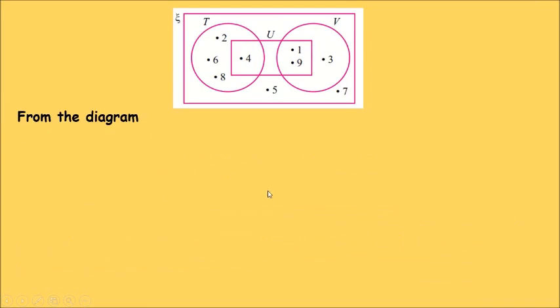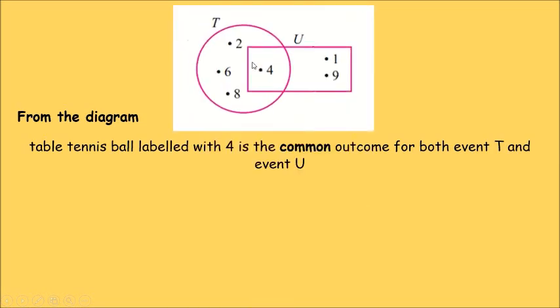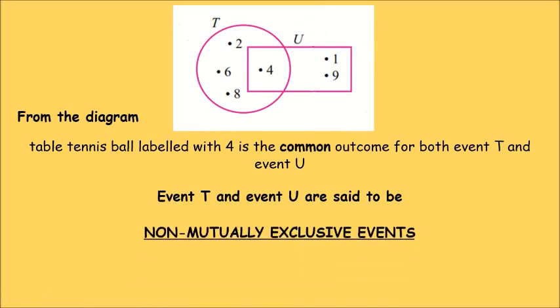So we continue. The table tennis ball labeled with 4 is the common outcome for both event T and event U. T and U have one common possible outcome, the ball labeled 4. So event T and event U are said to be non-mutually exclusive events.